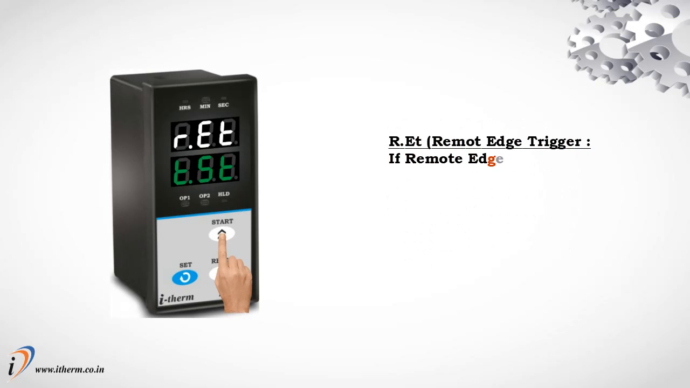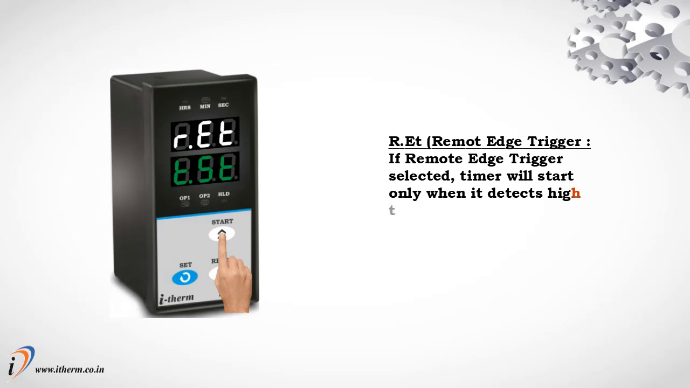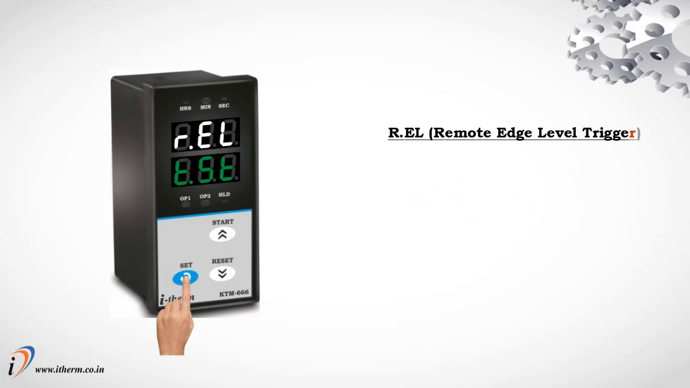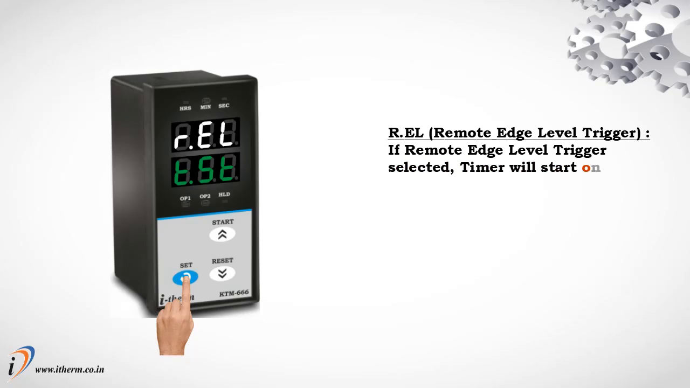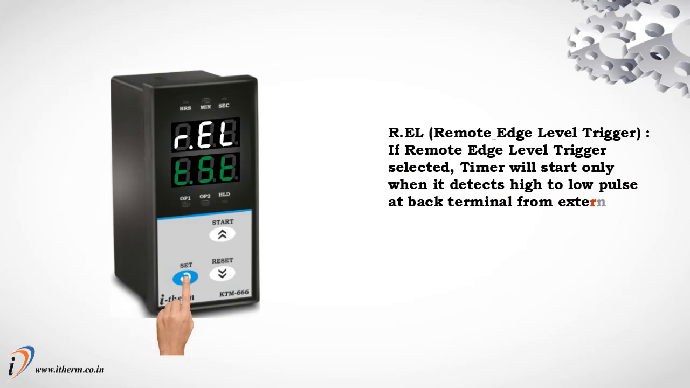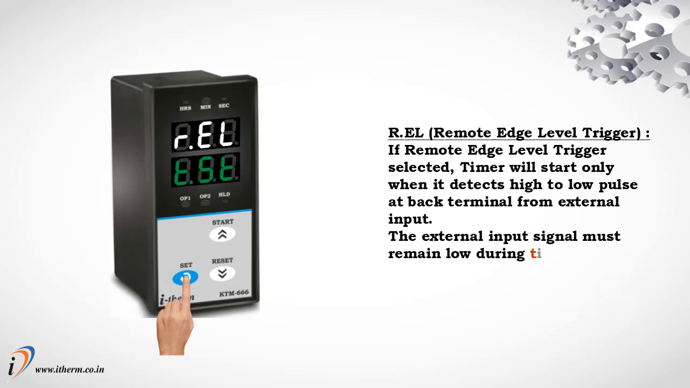Remote edge trigger. If remote edge trigger selected, timer will start only when it detects high to low pulse at back terminal from external input. Remote edge level trigger. If remote edge level trigger selected, timer will start only when it detects high to low pulse at back terminal from external input. The external input signal must remain low during timing cycle, otherwise timer will reset.